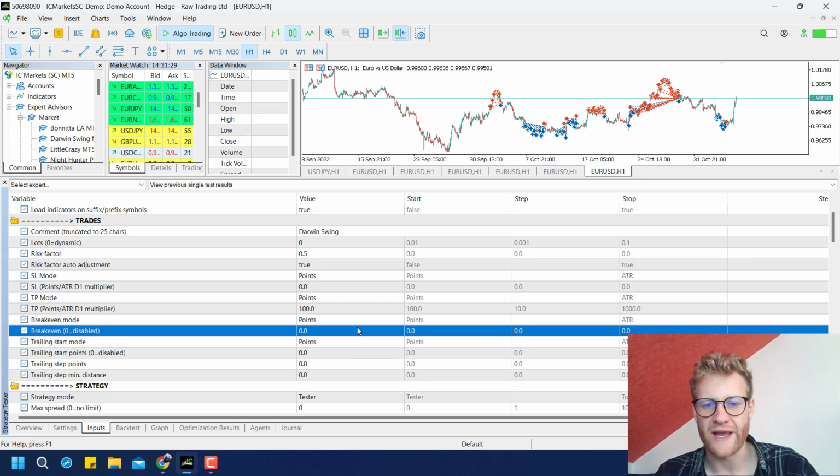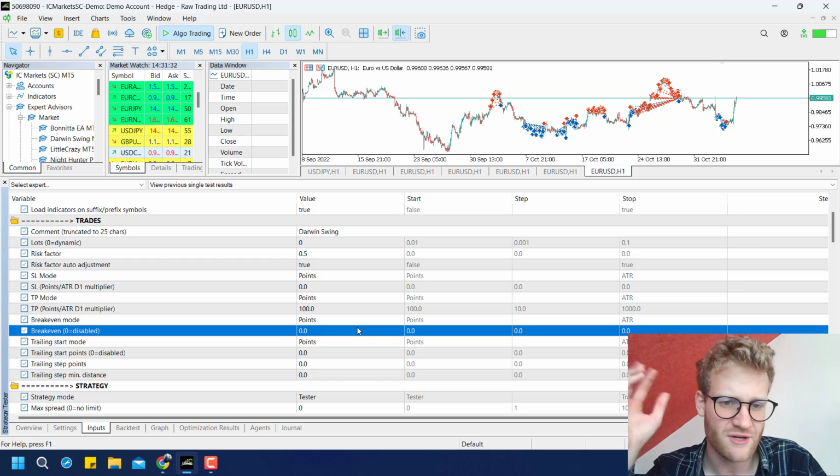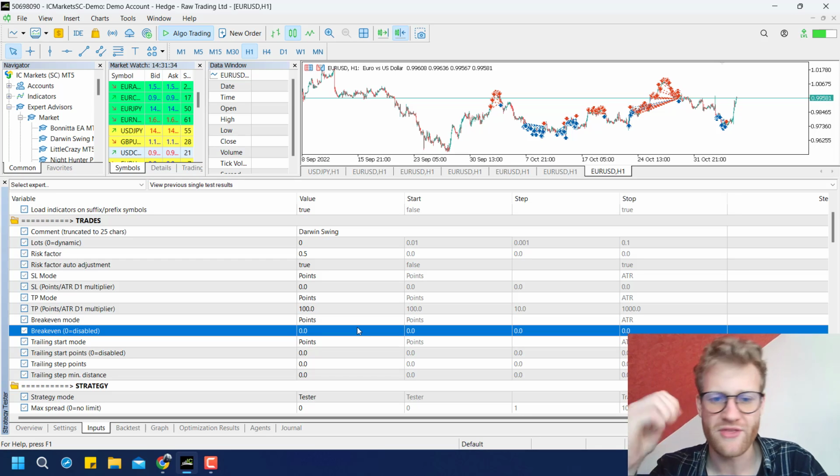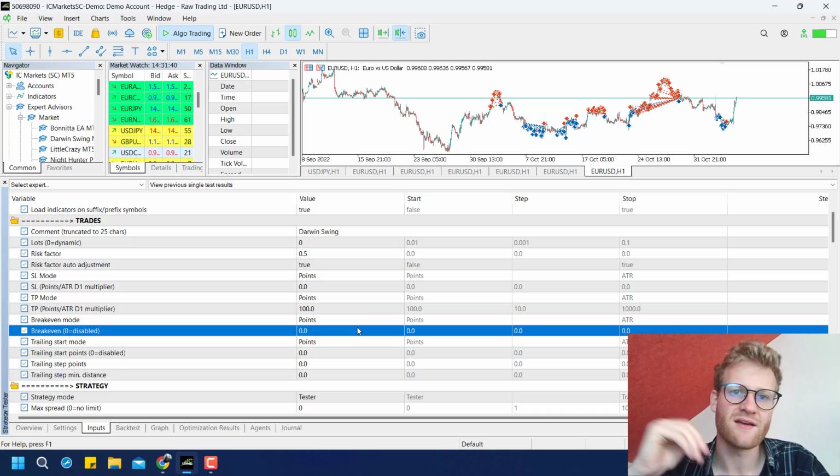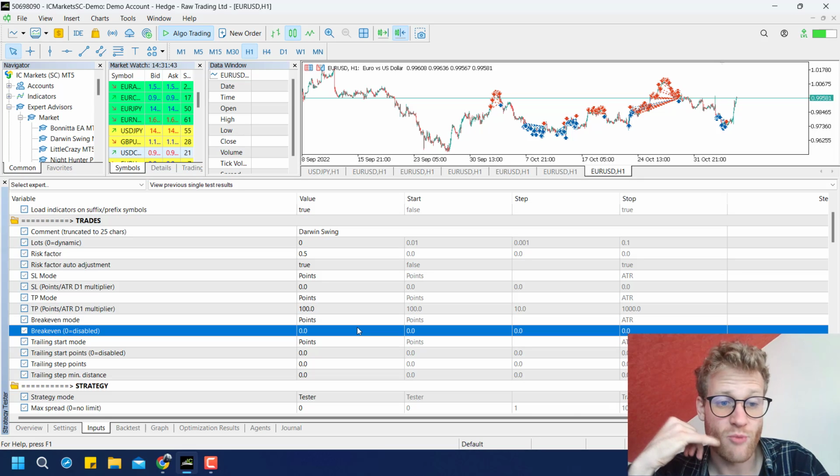For example, for the break even points, if a trade is in profit for example 50 points, it will move the stop loss to the break even level, so the level where you do not win or lose anything. It's just like the break-even level.